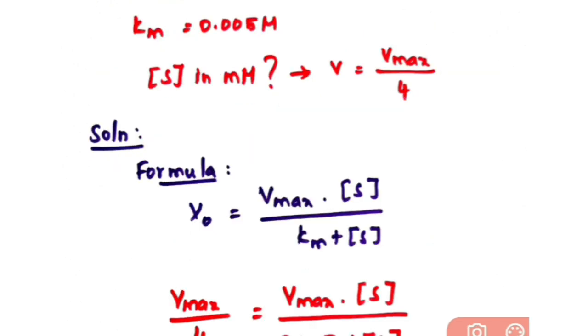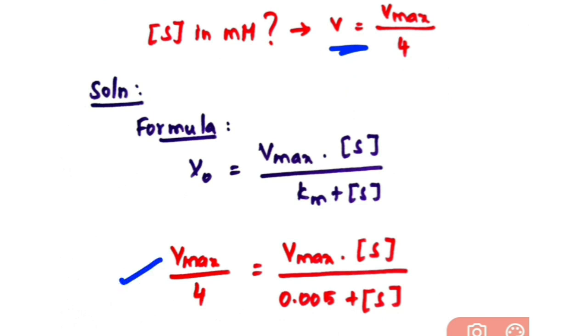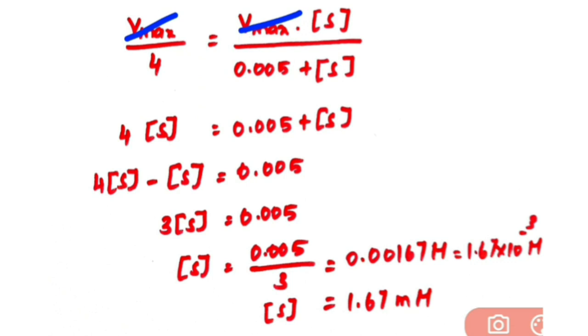Your Michaelis-Menten equation, V0 is equal to Vmax × S divided by Km plus S. V0 is your initial velocity, Vmax is the maximum velocity, and S is the substrate concentration. Km is your Michaelis-Menten constant. Here the Km they have given is 0.005 molar, and V0 they have given in terms of Vmax. V is equal to Vmax by 4. So Vmax into S, and Km 0.005 plus S. So Vmax will cancel out. Then you just cross multiply.